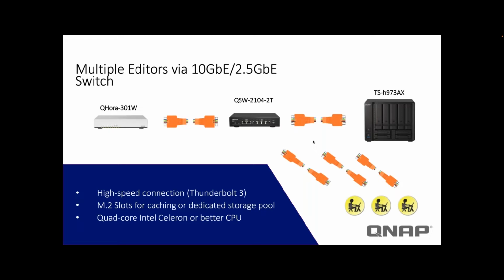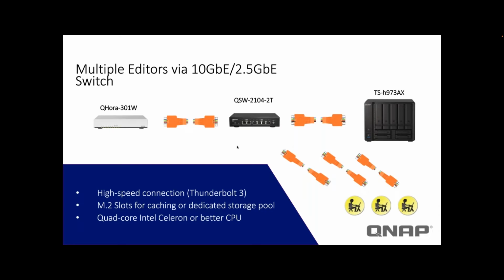To help saturate network connections to the TS-h973AX, we include 4 2.5-inch SSD drive bays, 2 of which are U.2 NVMe drive bays, in addition to the 5 standard 3.5-inch drive bays. So you could consider either using a cache or creating multiple storage pools for the editors to work off of.